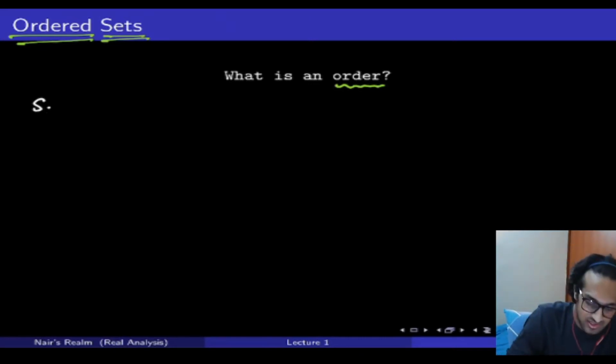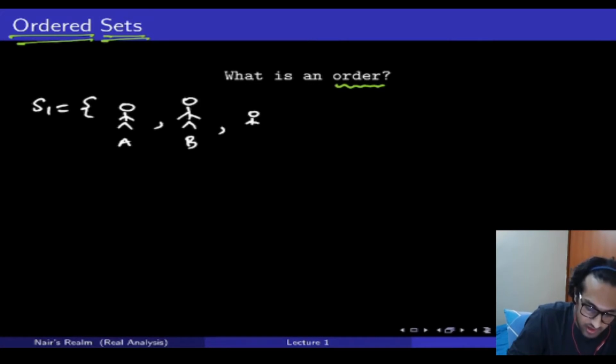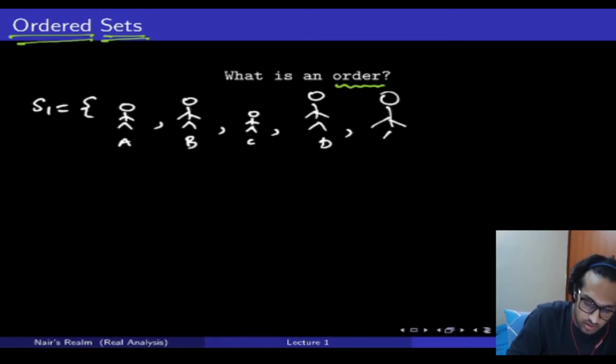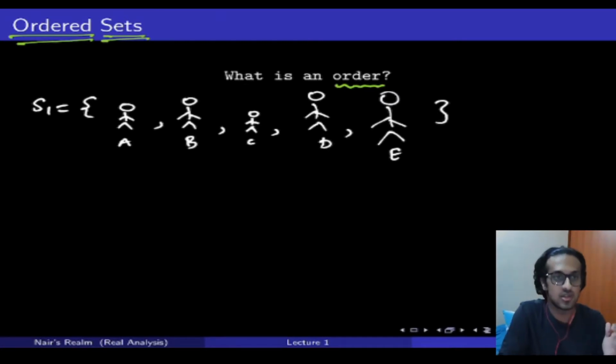So let's say I have a set S1, right? And it has a person A, it has a person B, it has a very tiny person C, it has a person D, and a person E. So the set S1 essentially consists of 5 people with distinct heights. So the property that distinguishes the elements in the set is the height, right?